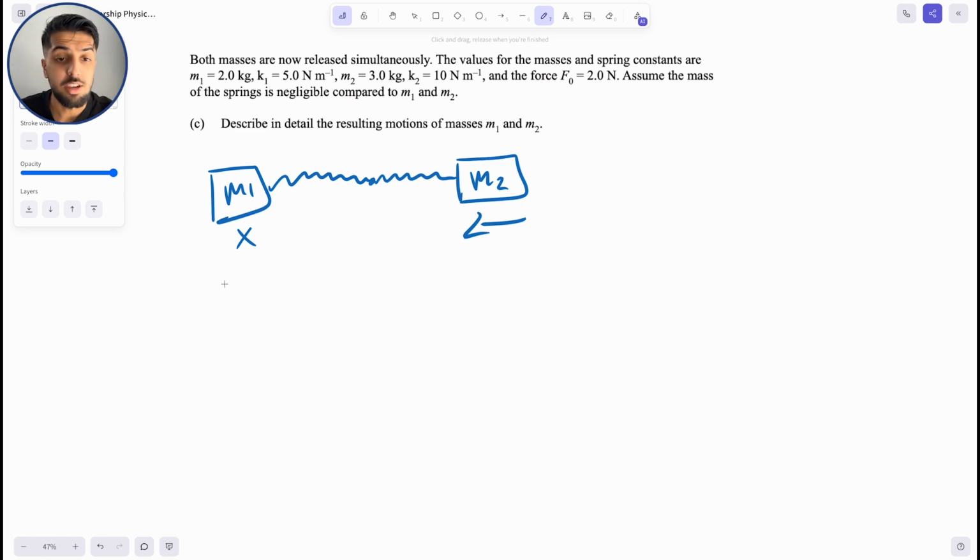And so the first thing that we need to realize is that there are no external forces. And so let's say that the center of mass is right there. As there are no external forces, what we need to recognize is that that position cannot change.